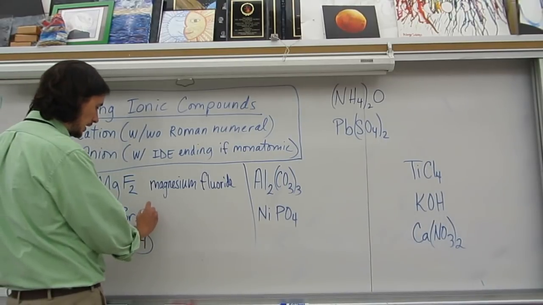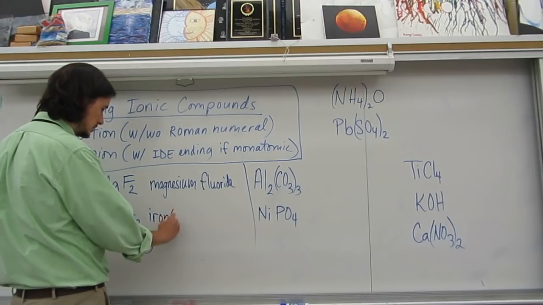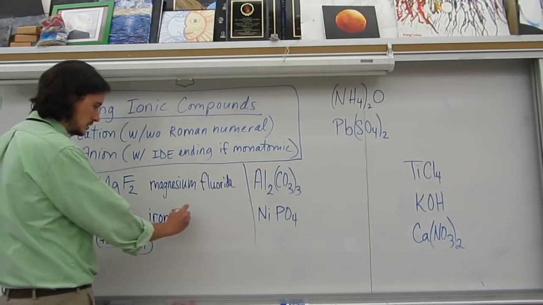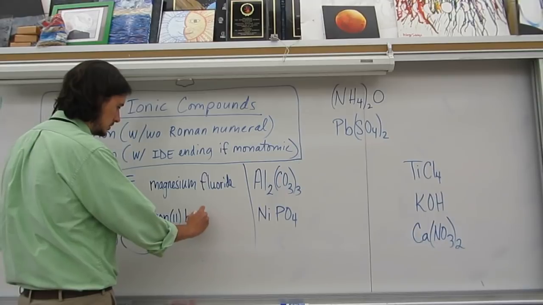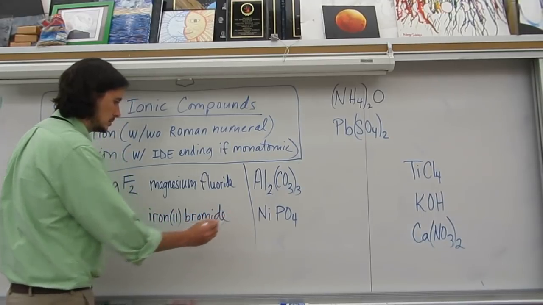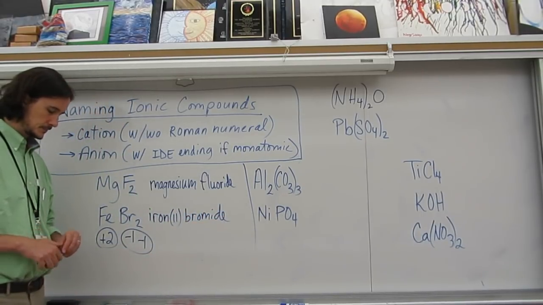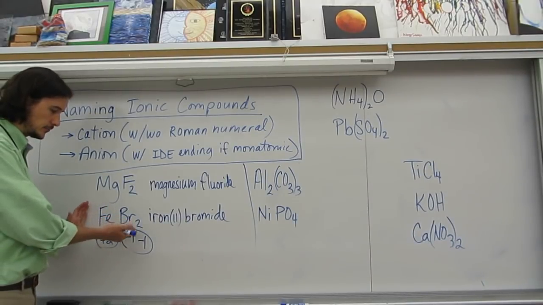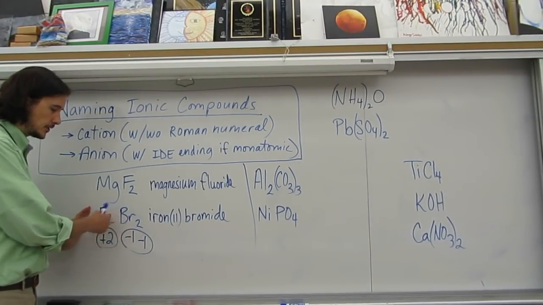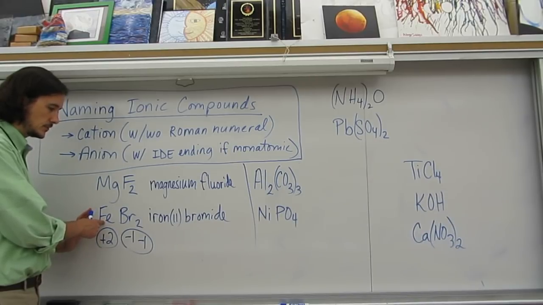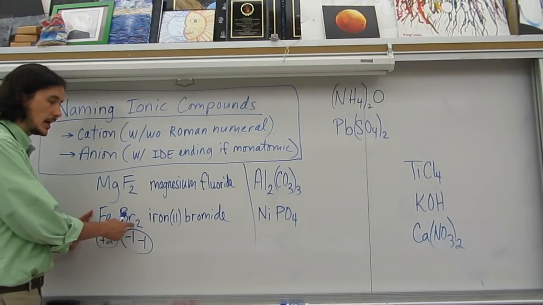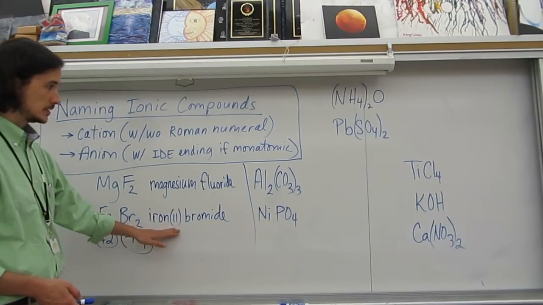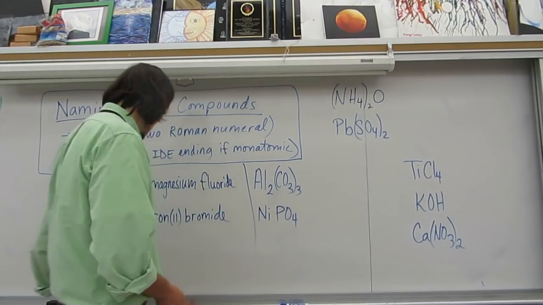So this is going to be called iron(II) bromide. So this was a metal. It forms more than one charge. Since we have a formula, we figure out the charge it must have based on the ion that it's with. So that's that. Next one, we've got aluminum carbonate.